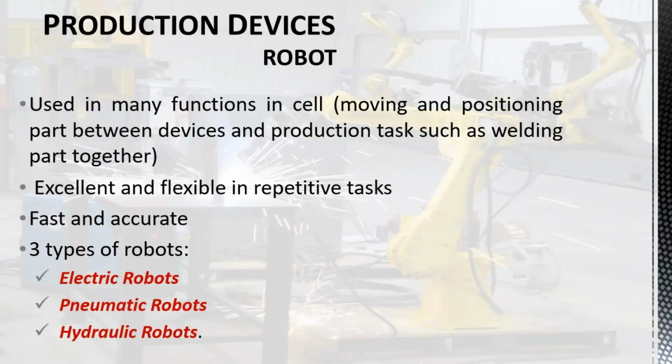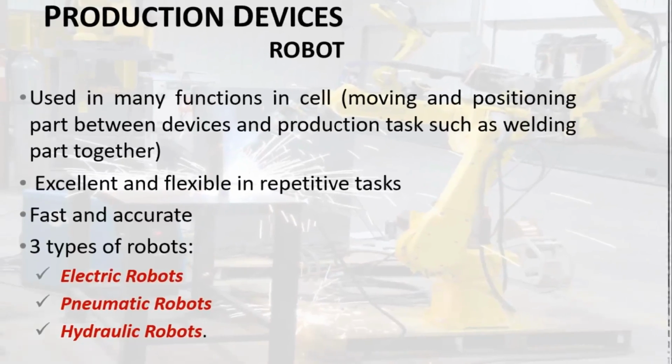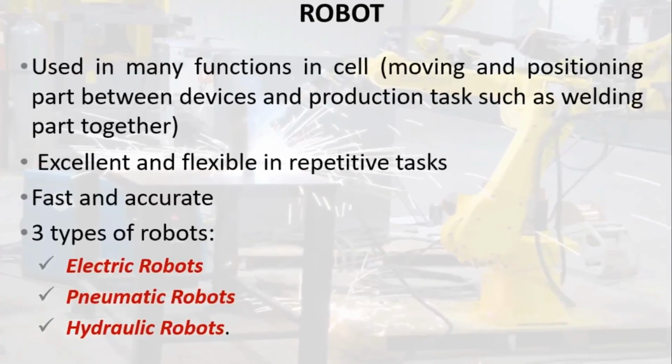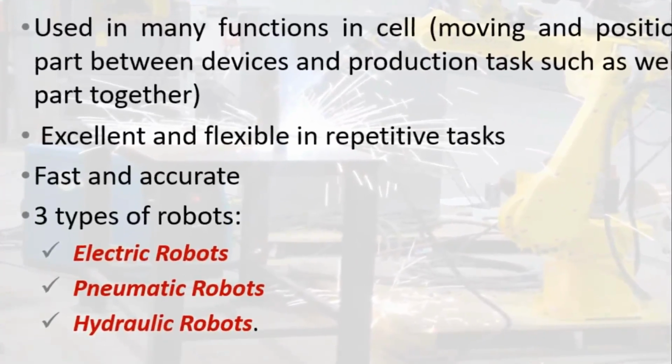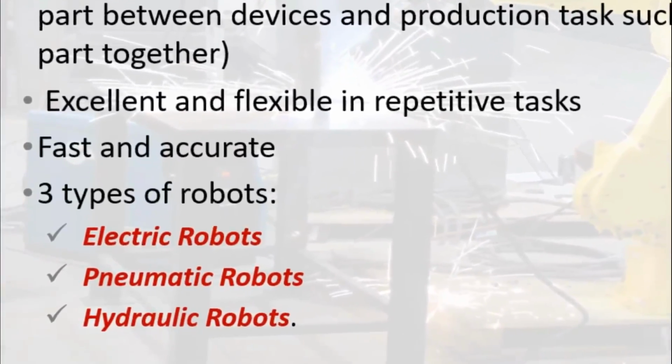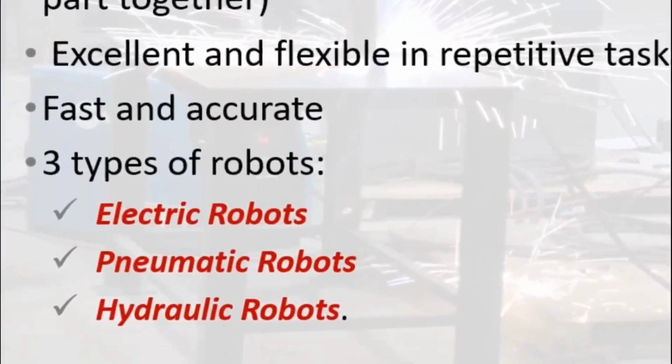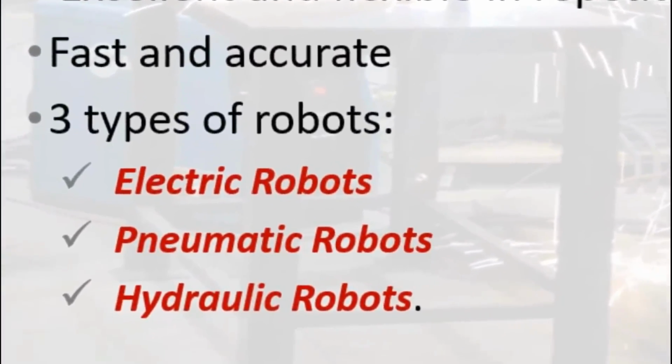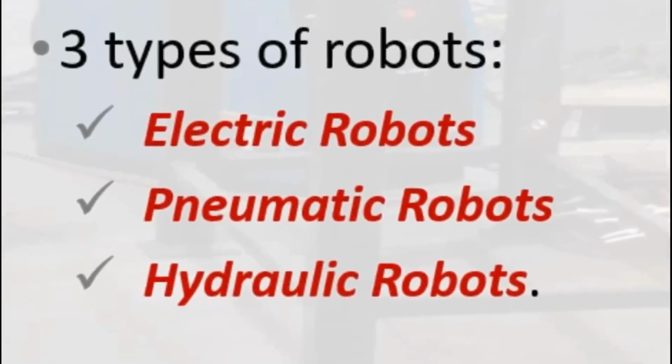For the robots, of course, with the currently existing actuators, robots can be divided into three main types: electrical based, pneumatic based, and hydraulic based.